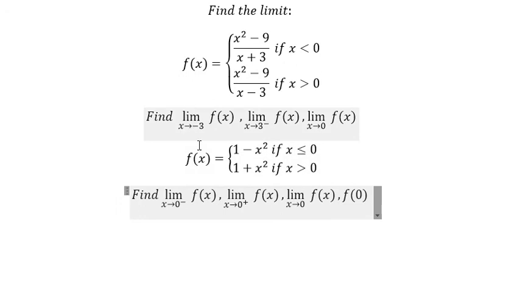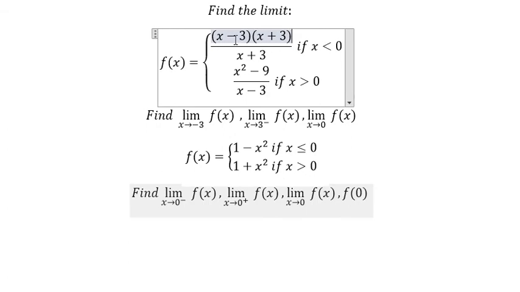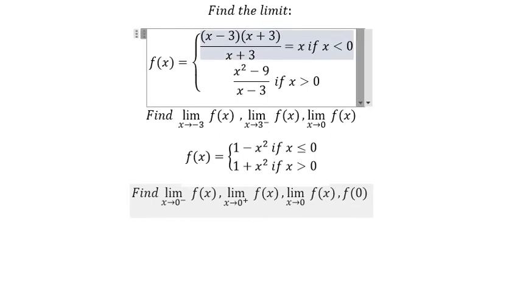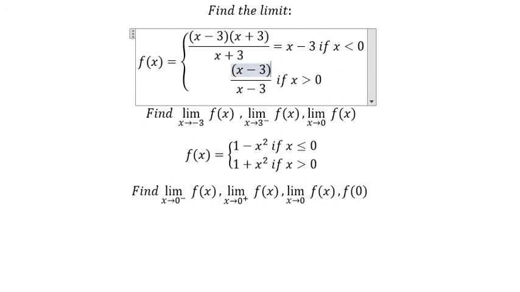The topic today is about limit. So now I will show you the technique. First, we need to see that this function in here we can simplify. x+3 divide x+3. So we got about x-3. Similar for this one, and this one divide to this one, and you got about x+3.